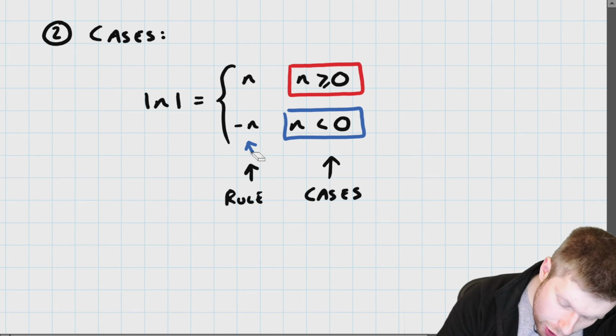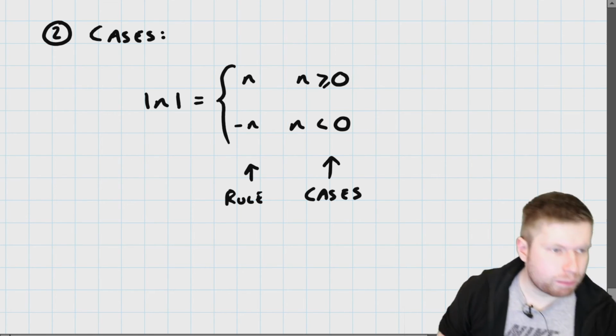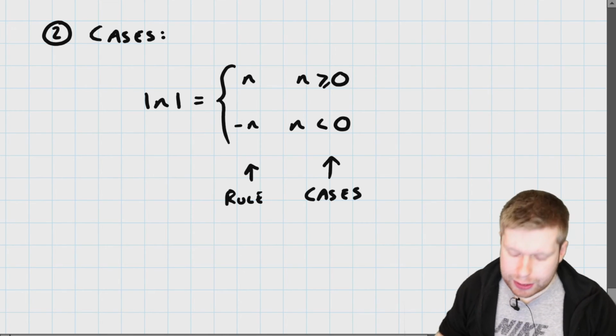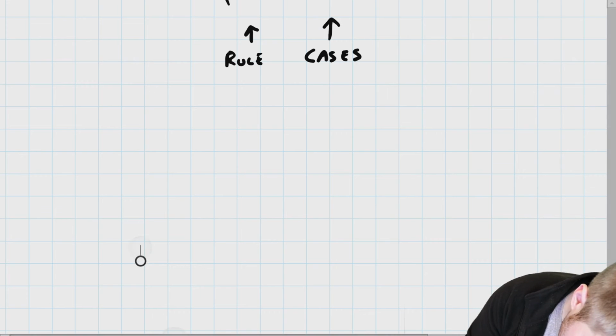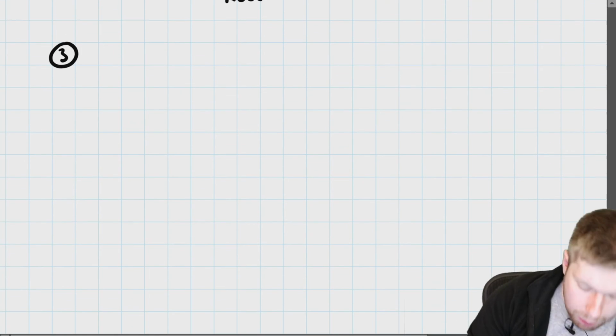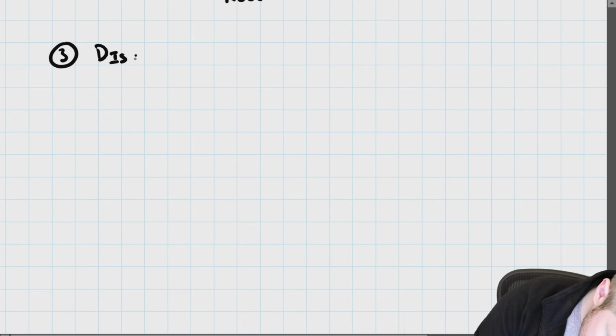But that's the way to interpret this piecewise or cases, okay? Now, the last way that we're going to interpret our absolute value function is actually by using Pythagoras. So it comes back to the idea of a distance.